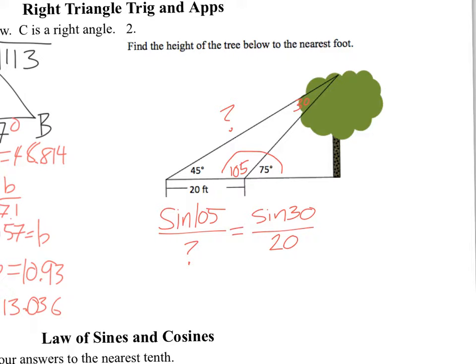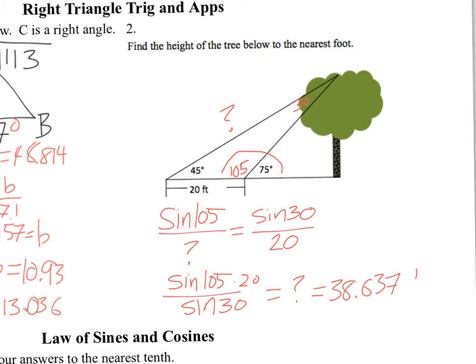Okay? And getting question mark by itself, I might multiply both sides by question mark and divide by the other stuff. We end up with sine of 105 times 20 over sine of 30. And when I do that out, being careful with my parentheses, I get that question mark is equal to 38.637 feet.